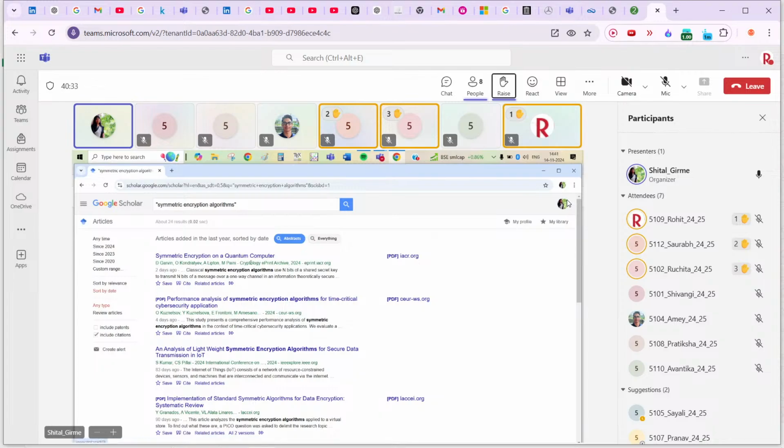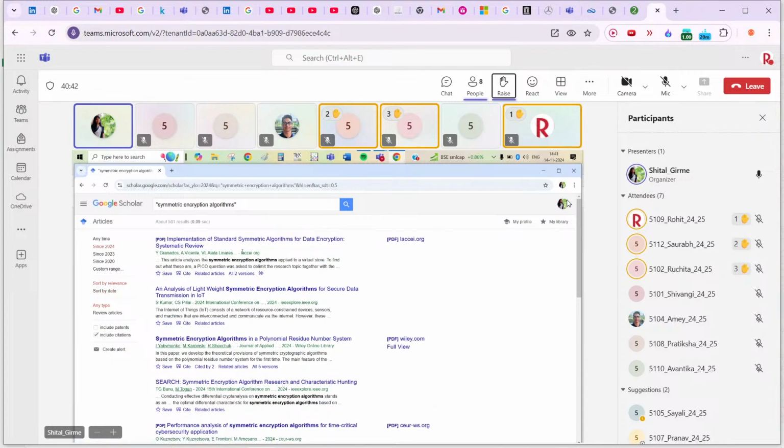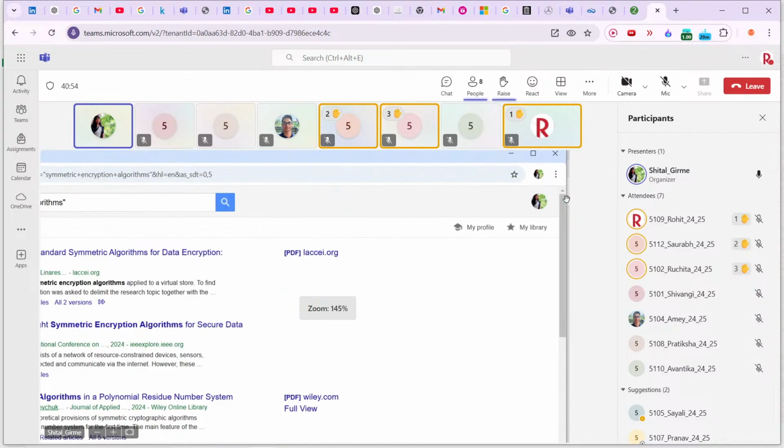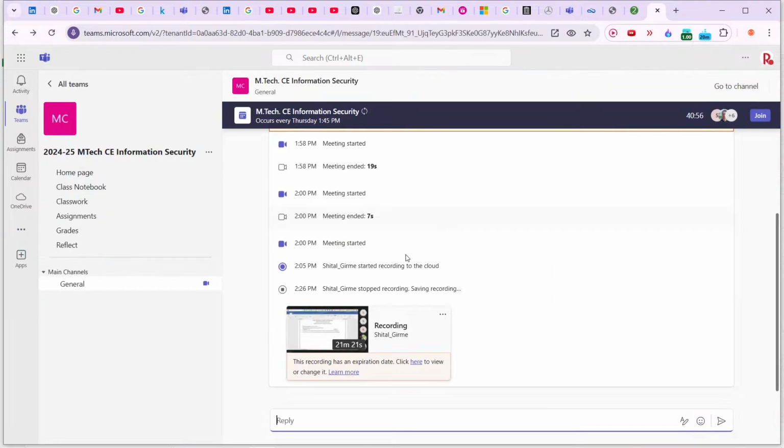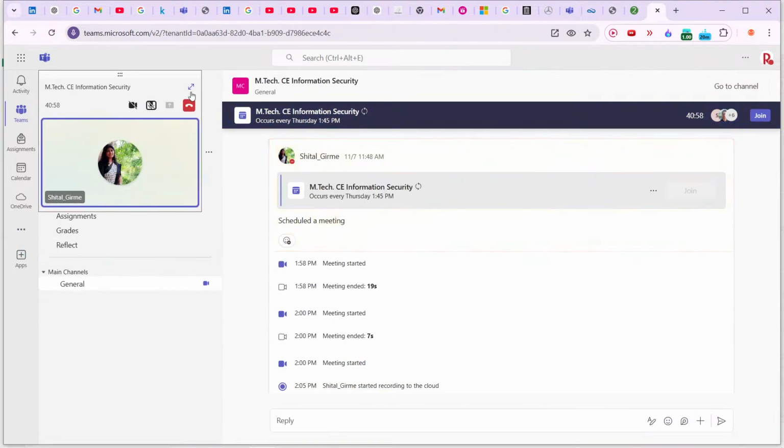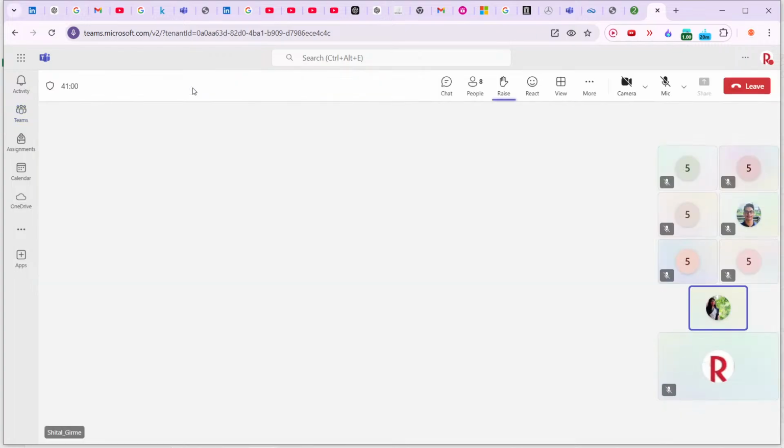Sort by date is showing me the recent ones. Since 2024 is the most recent, it would show those. This is a very recent paper, and you can see it is very recent because it is not cited by anyone. The cited-by count is not showing anything, because this paper is not referenced by anyone yet. Okay, so this is a 2024 paper.